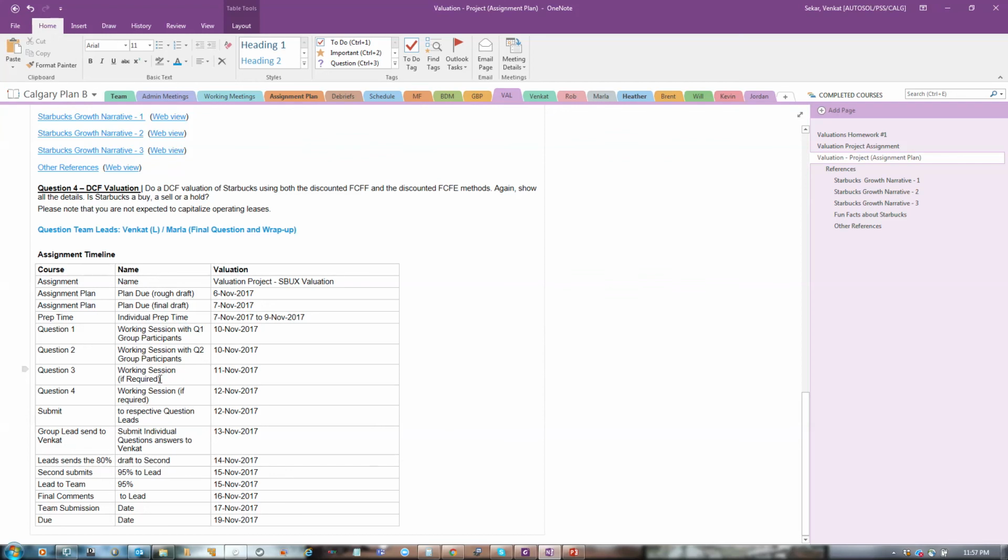Rob, if he wants, he can have a working session with Kevin, but it's totally up to him. However, there is a day planned for that. And question number 4 is to put things together. Me and Marla, we'll figure out whether we need a working session or just exchange files. But if we do plan, I propose that we have it on the 12th.